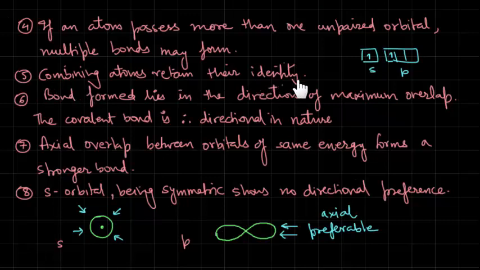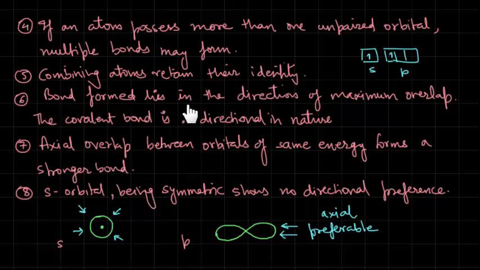Combining atoms retain their identity. Pretty straightforward. If carbon and four hydrogens are combining together, the carbon atom will remain a carbon atom and hydrogen will remain a hydrogen atom. It's not that some hybrid element will get formed or anything like that. No. So it's just a basic postulate.